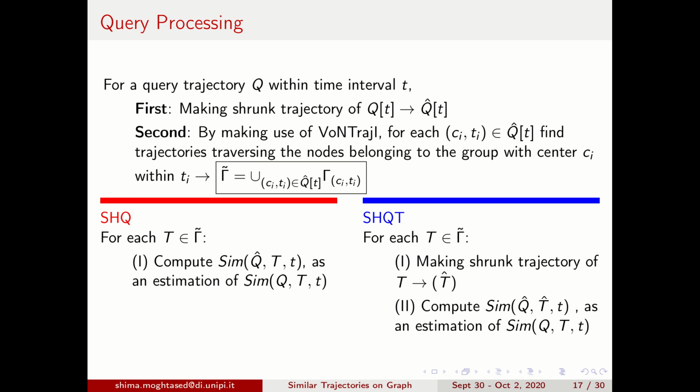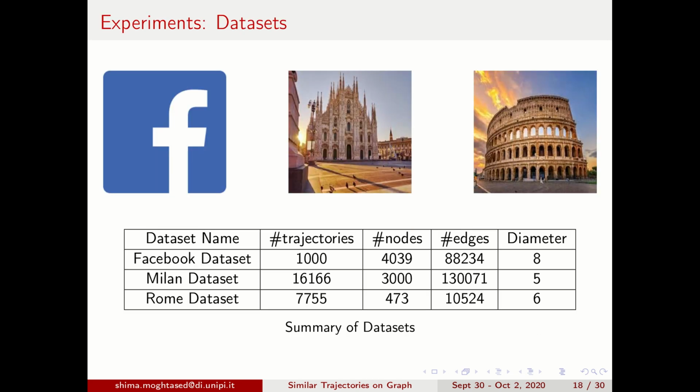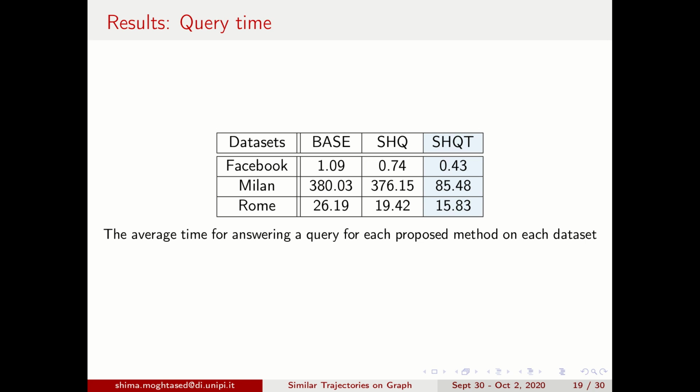To evaluate our strategy, we conduct several experiments on three real datasets: trajectories over the Facebook network, the trajectories of taxi drivers in Milan, and the trajectories of tourists in Rome. Due to lack of space and time, I just present some of our results here, maybe the most important ones. One of them is the time needed for query processing by each variant of the algorithm in comparison with the baseline algorithm. As we can see, our approximate approach can outperform the baseline, whilst our SHQT variant of the algorithm outperforms SHQ and the baseline algorithm significantly.